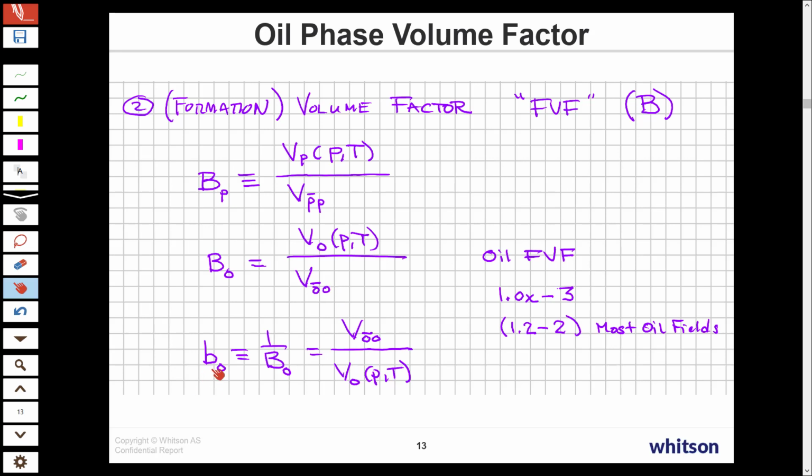We often use the inverse of formation volume factor as little b, as is the SP nomenclature. So here you just flip it upside down, and this is related to shrinkage, which I'll come back and talk about here in a minute.